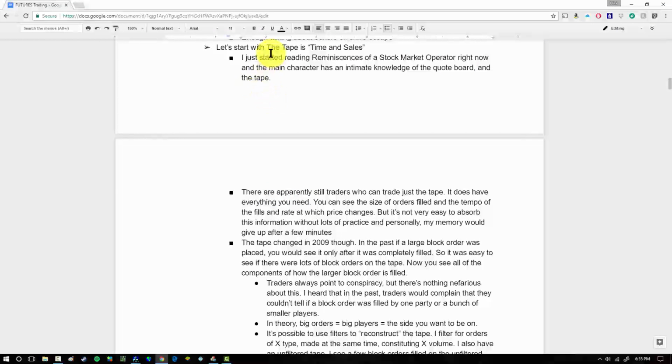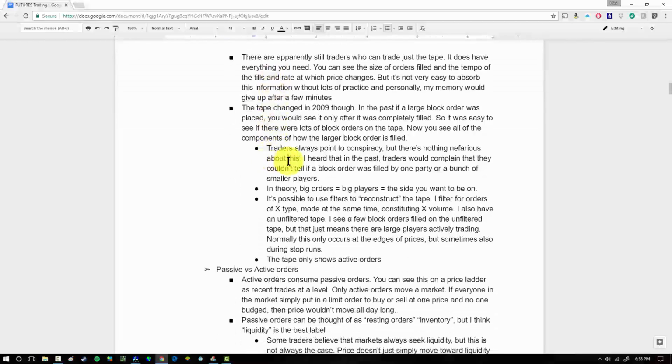Next up, let's talk about the tape, which is time and sales. I just started reading Reminiscences of a Stock Market Operator, and the main character has an intimate knowledge of the quote board and the tape. I guess whenever he was in his teens, he worked in a bucket shop, which is kind of a street brokerage, you could say, more like a gambling parlor almost. And he would help read the tape and put prices up on the quote board, but that's how he started seeing patterns in the tape. There are apparently still traders who can trade just the tape.